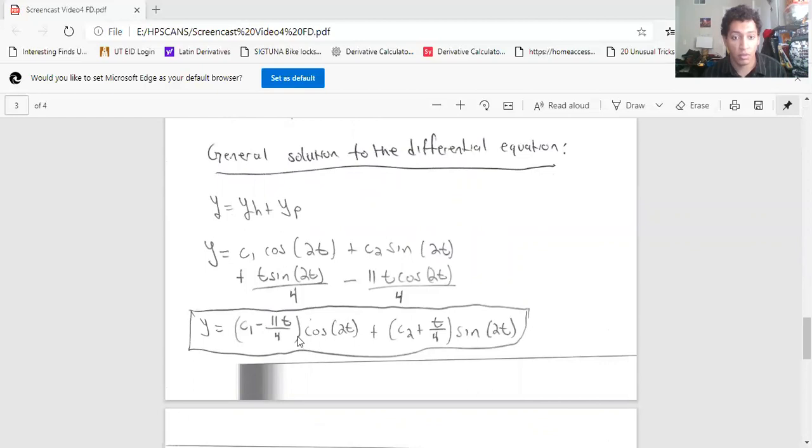To simplify this form, I factored it out. I factor out the c1 and the negative 11t over 4, and multiply by cosine of 2t. Then I factor out the c2 and the plus t over 4, and multiply that by sine of 2t. That's how I get my simplified general solution to the entire differential equation.